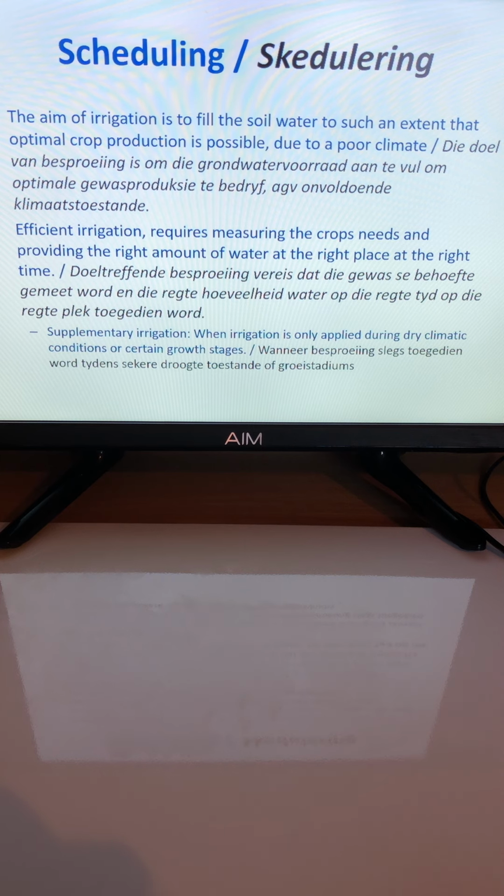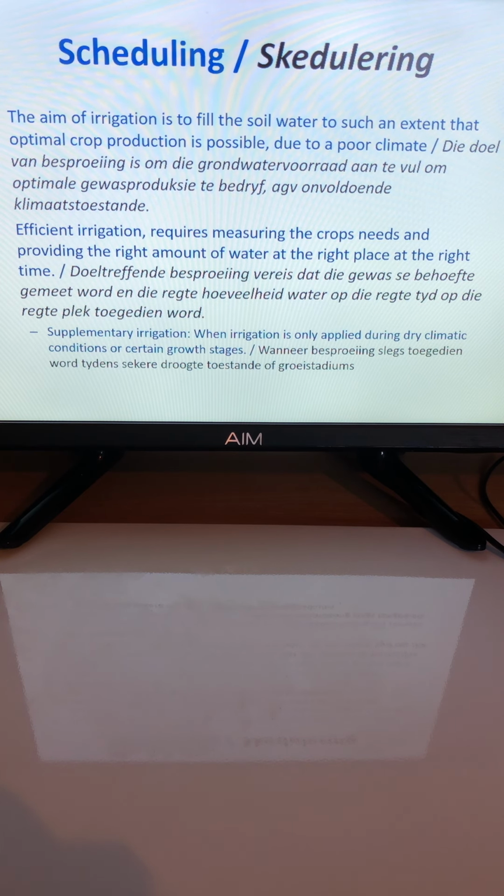So the aim of irrigation is to fill the soil water to such an extent that optimal crop production is possible due to a poor climate. So what you want to achieve with irrigation is that if your climate doesn't provide enough rain or enough water for you to have an optimal crop production, you need to start irrigation scheduling or applying irrigation in order to have that crop production. And efficient irrigation requires measuring the crop's needs and providing the right amount of water at the right place at the right time.